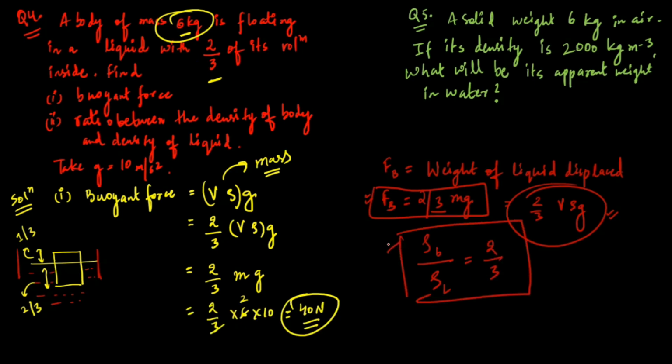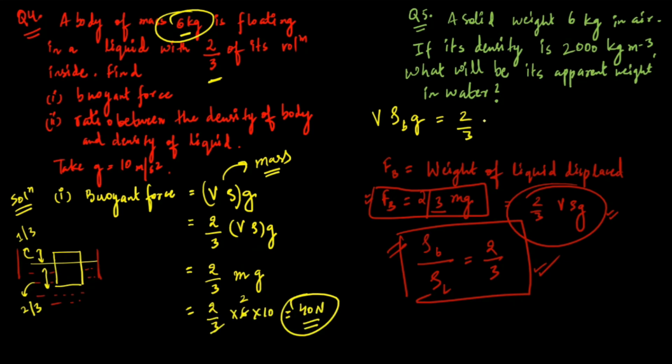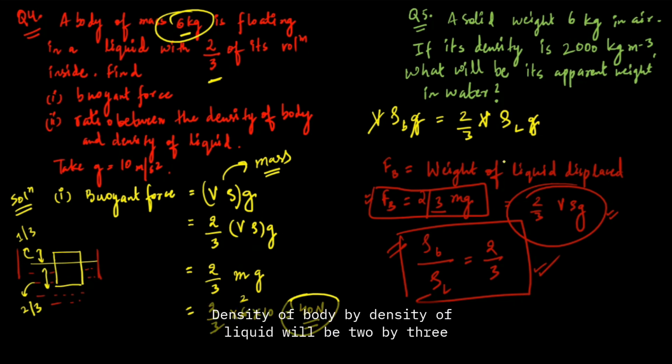Don't have to think much. Just see what ratio is given of the volume immersed. Whatever volume is inside, that is going to be the ratio for the liquid. The G's cancel out and the V's cancel out, and the density is what is left. So V rho of body times G must equal 2 by 3 V rho of liquid times G. G cancels out, V and V cancel out. Density of body by density of liquid will be 2 by 3. This is your answer.